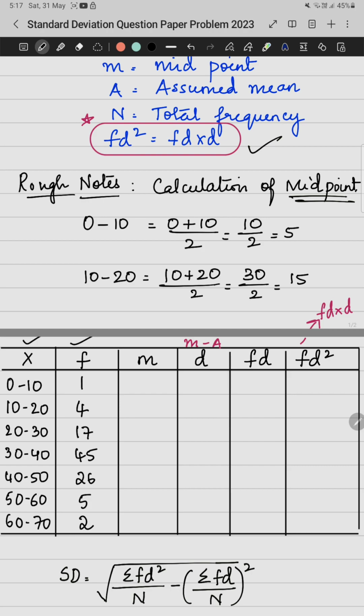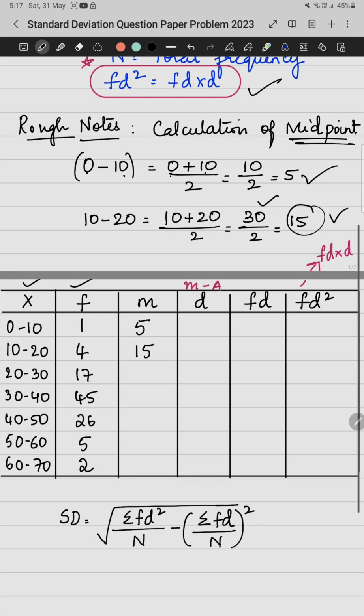So we'll calculate midpoint. The class is 0 to 10, so 0 plus 10 divided by 2 is 10 by 2, which is 5. So we'll write 5 as it is. Next, 10 to 20 is equal to 10 plus 20 divided by 2. 10 plus 20 is 30, 30 divided by 2 is 15. So 15 as it is.